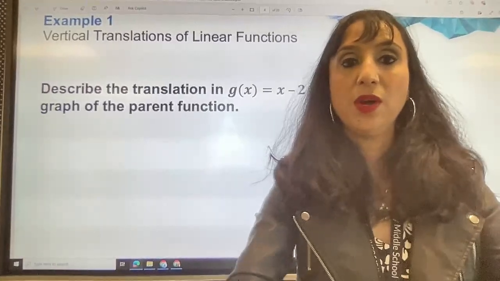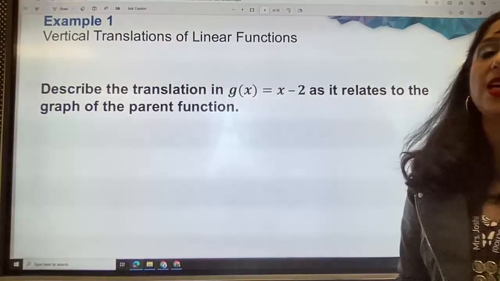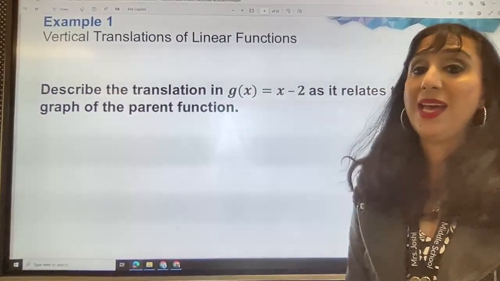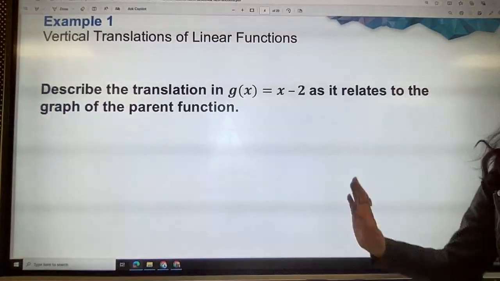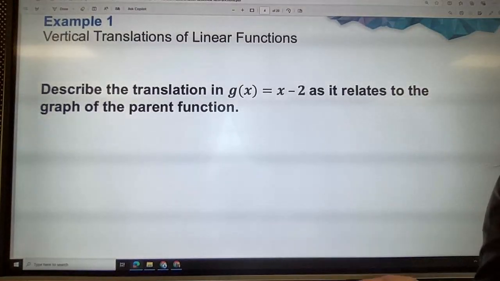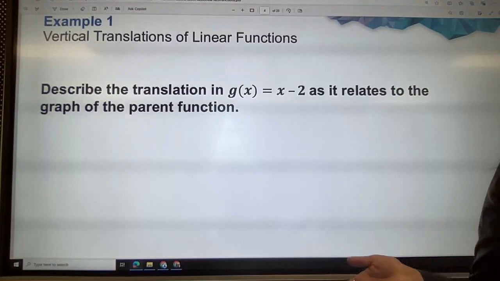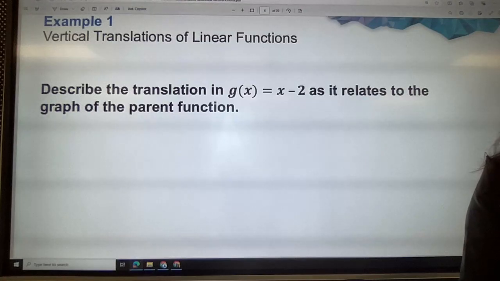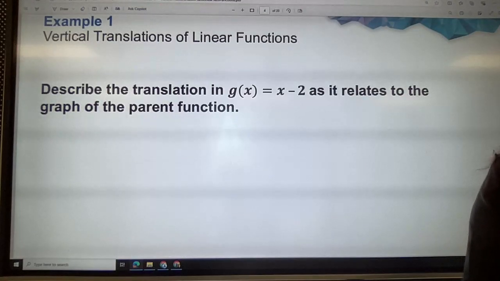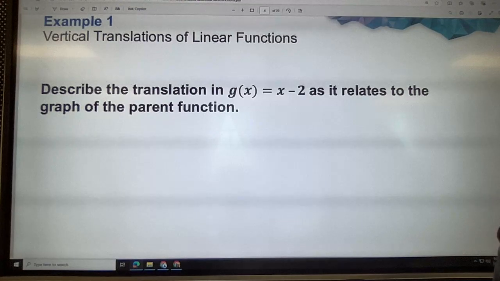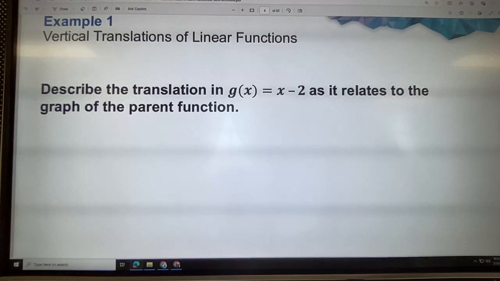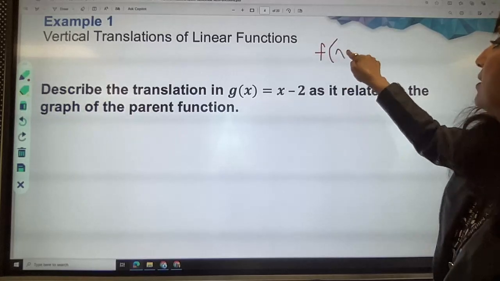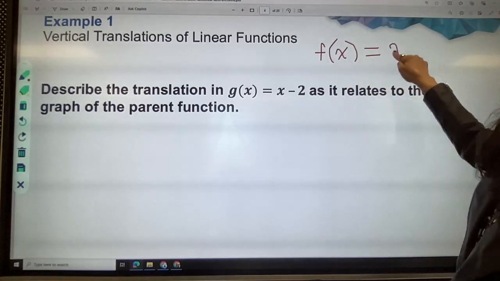So let's look at this one. Describe the translation in g of x is equal to x minus 2 as it relates to the graph of the parent function. So once again, what is a vertical translation? When a constant k is added to a linear function, the result is a vertical translation, and the y-intercept of f of x is translated up or down. f of x is equal to x.